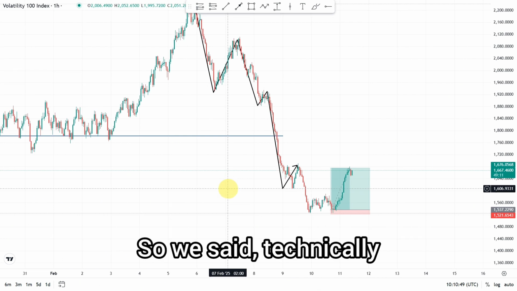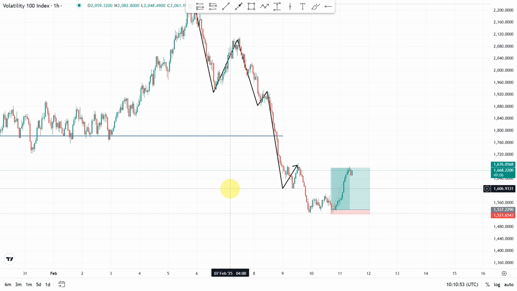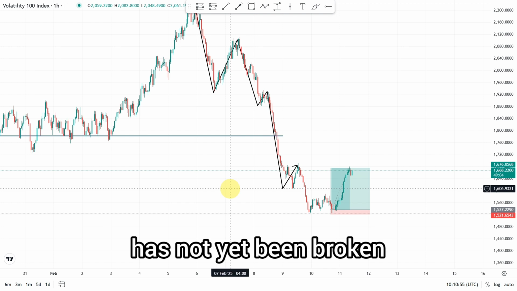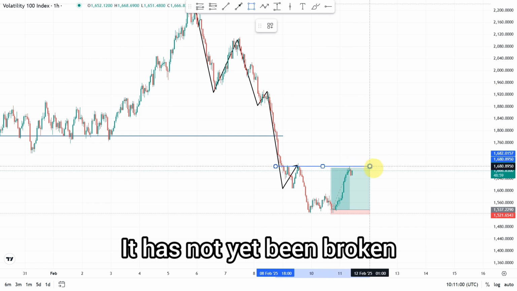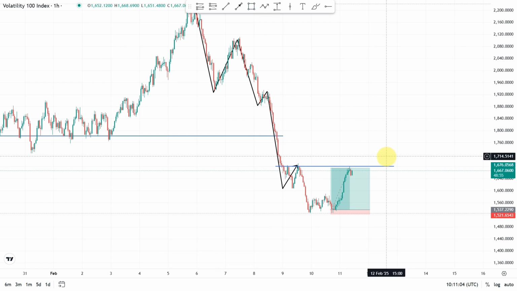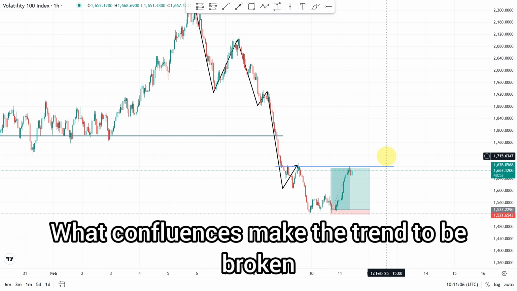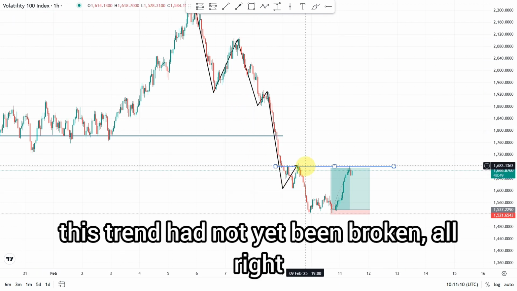So we said, technically, the downtrend market on the 1 hour time frame has not yet been broken. You can see this structure, it has not yet been broken. Remember what we discussed on the daily time frame, what confluences make the trend to be broken. So you can see here on the 1 hour time frame, this trend had not yet been broken.